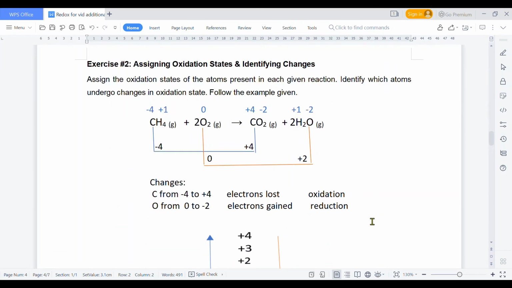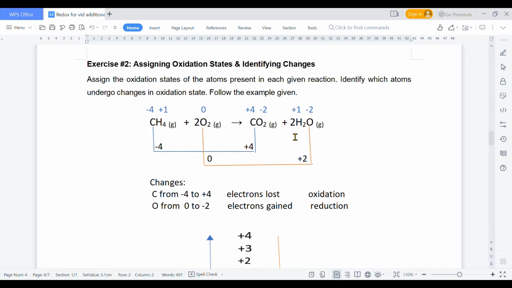Exercise number 2. Assigning oxidation states and identifying changes. Assign the oxidation states of the atoms present in each given reaction. Identify which atoms undergo changes in oxidation state. Follow the examples given. So the example here is methane gas plus 2 moles of oxygen gas will form carbon dioxide, 1 mole of carbon dioxide plus 2 moles of water.